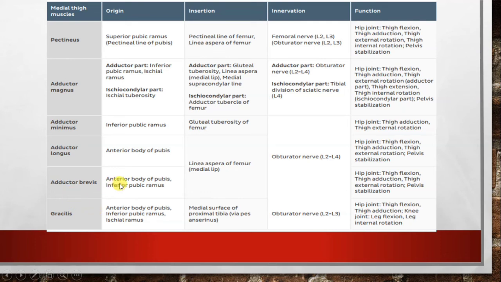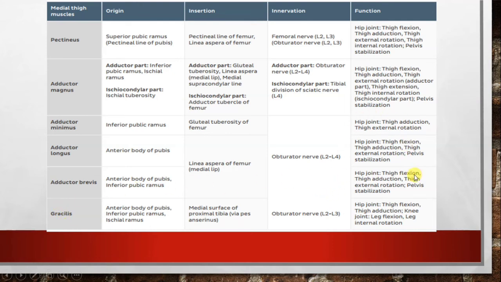So there is the adductor brevis, arising from the pubis body and attaching towards the linea aspera, with nerve supply from the obturator nerve. These muscles, adductor minimus, adductor longus, adductor brevis, and gracilis, are all present in the medial side of the thigh. Most of the muscles get innervation from the obturator nerve. So in the anterior thigh there is the femoral nerve, in the posterior thigh there is the sciatic nerve, and in the medial side there is the obturator nerve.